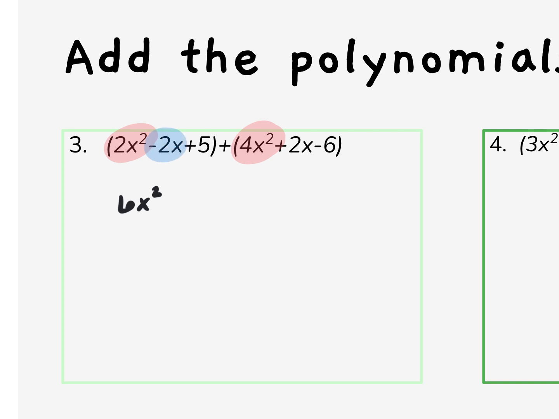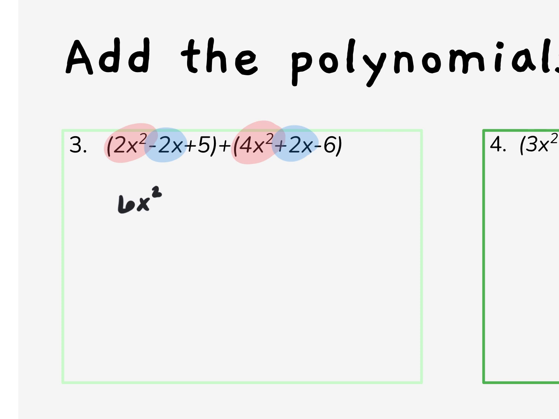This one, notice the negative in front of that too, so negative 2x and a positive 2x. If you have a negative 2 and you add 2, you're going to end up at 0. So there are no x's, so we're not even going to write that one down. You could say 0x, but we're not going to do that. We're just going to leave it out.